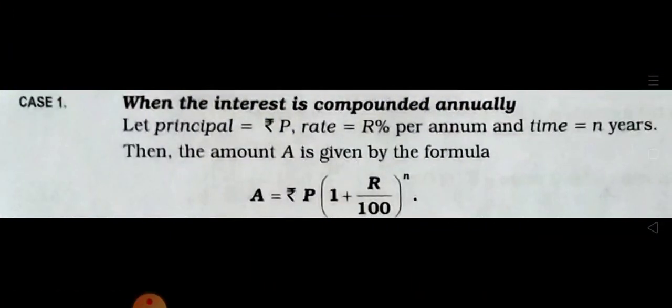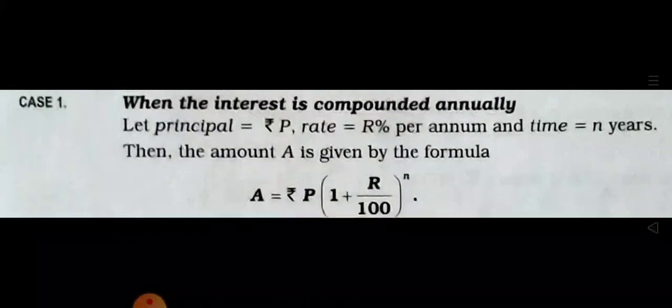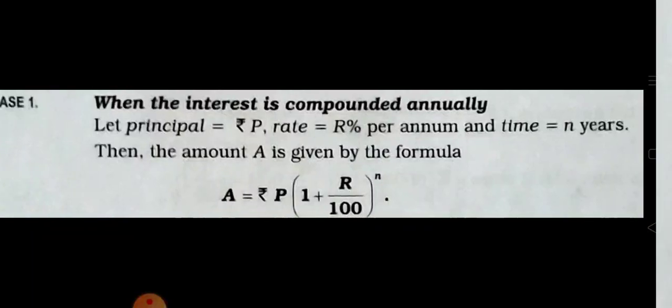So students, this is the compound interest formula, that is amount is equal to principal into 1 plus r by 100 whole power n. This is the method to calculate the amount. Now after you get the amount, you have to subtract the principal from it. When you subtract the principal from the amount, you will get the interest, that is the compound interest. So this is the formula.